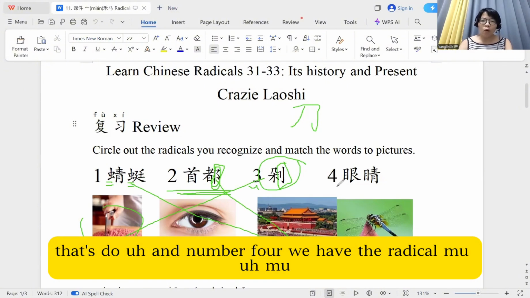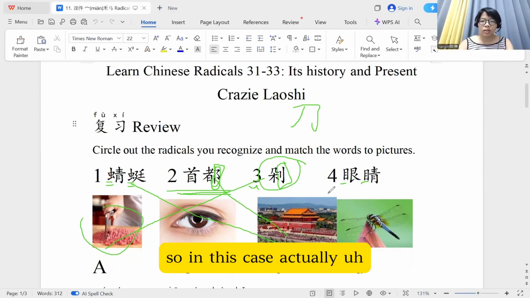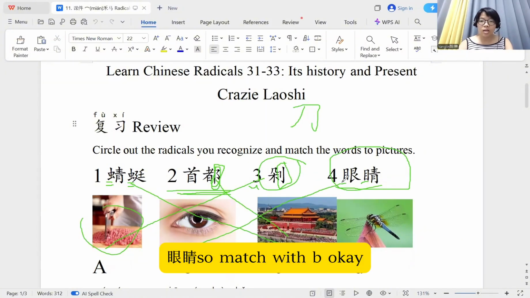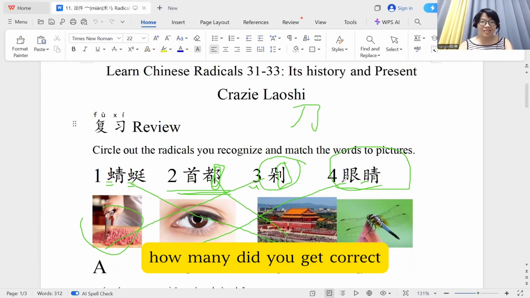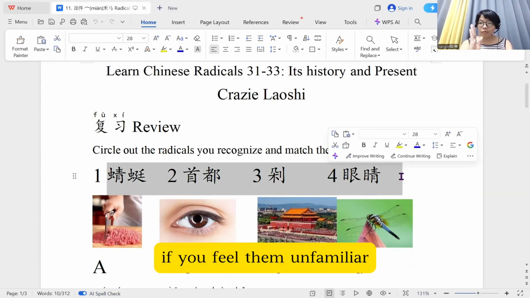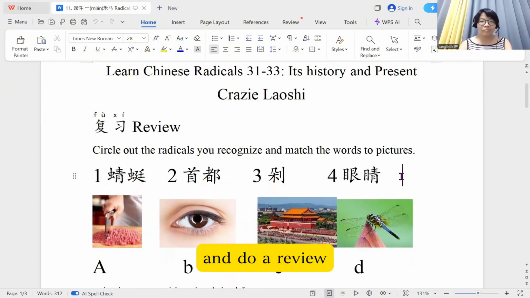And number 4, we have the radical 目, which is your eyes, okay? So in this case, actually, it's eyes, 眼睛, so match with B, okay? How many did you get correct? If you feel them unfamiliar, feel free to go back to lesson 10 and do a review.